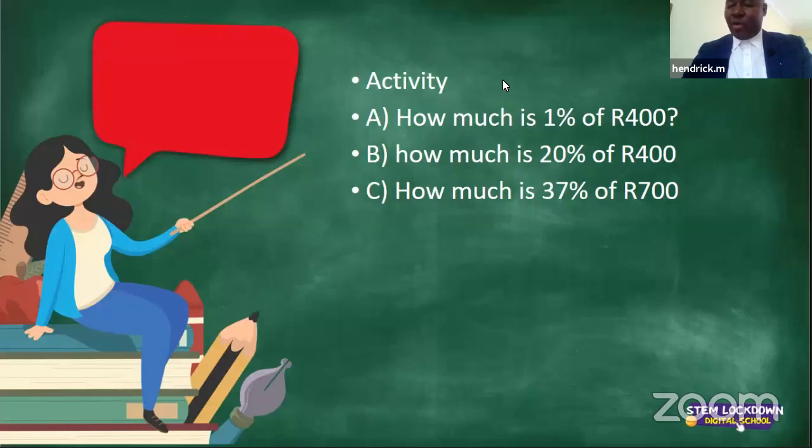Again, for the last one, you'll have 37% after you multiply everything by 700. And of course, you will see that the answer that you will get there will be 259. Therefore, 37% of 700 will be 259. So you should be at this point able to calculate a percentage of a number.